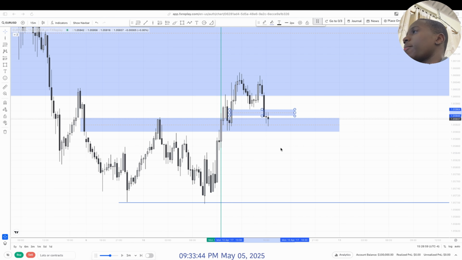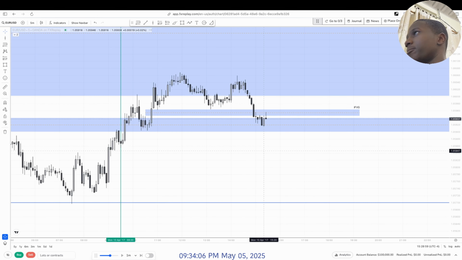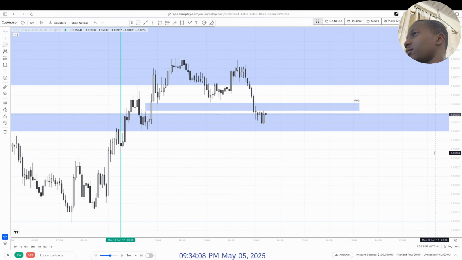Right, so now we can note an inverse fair value gap right here. This was the first presented fair value gap, and now it can be noted as an inverse fair value gap. We can see it was broken through, retested a bit, and we might anticipate it to push lower and lower. So this is the PM session. I'm not really sure if it will provide good entries, but let's go to the 5 minute and play it.